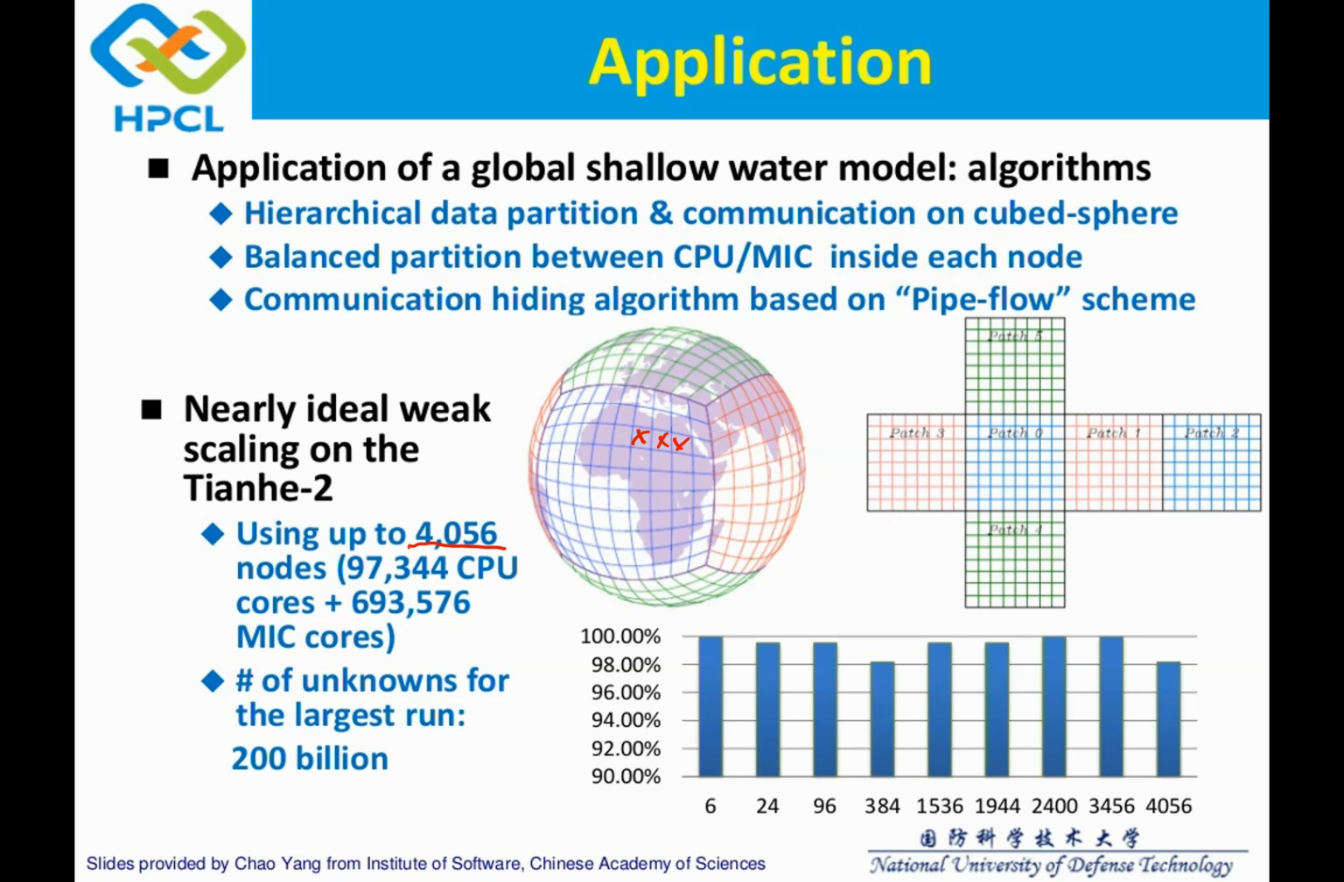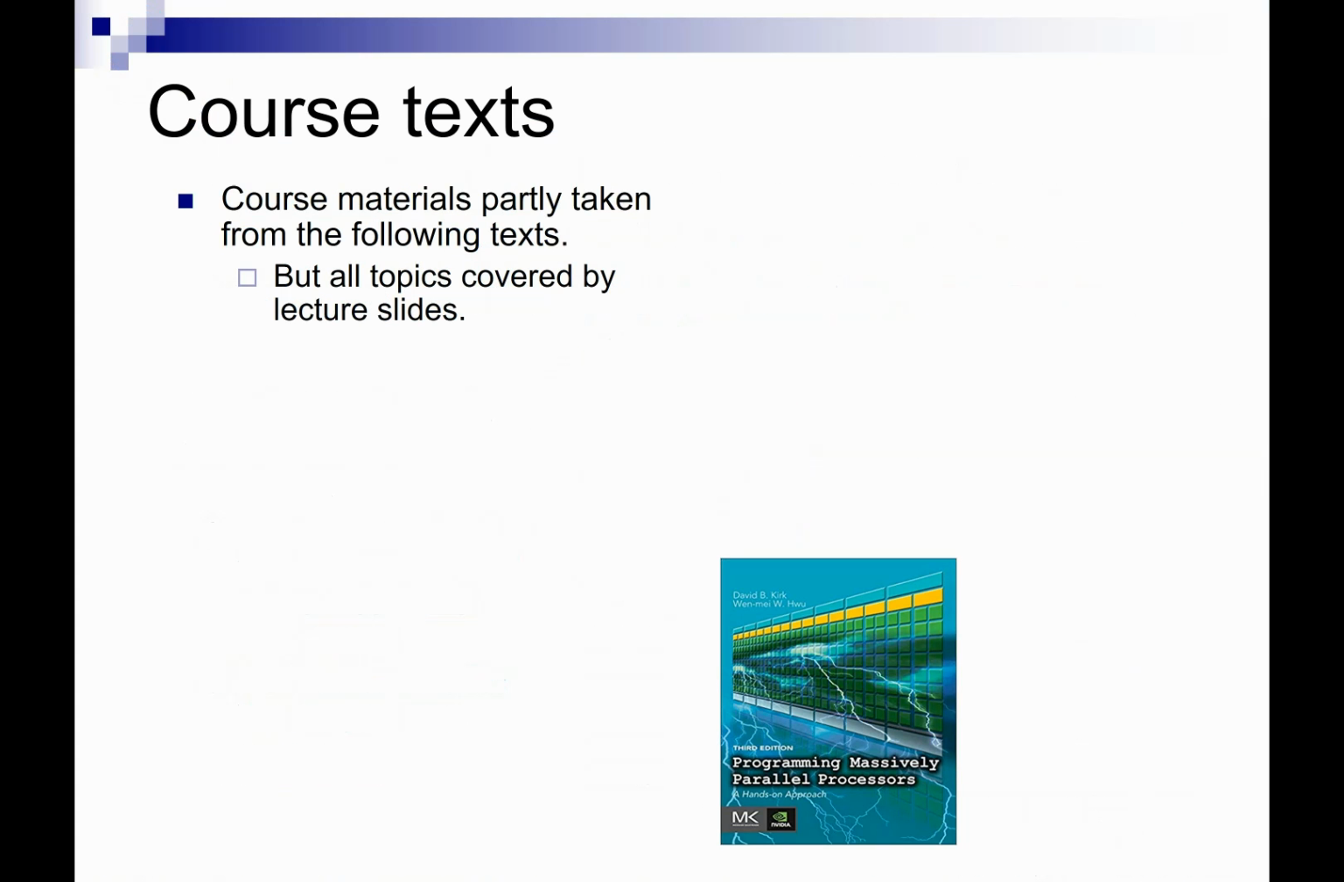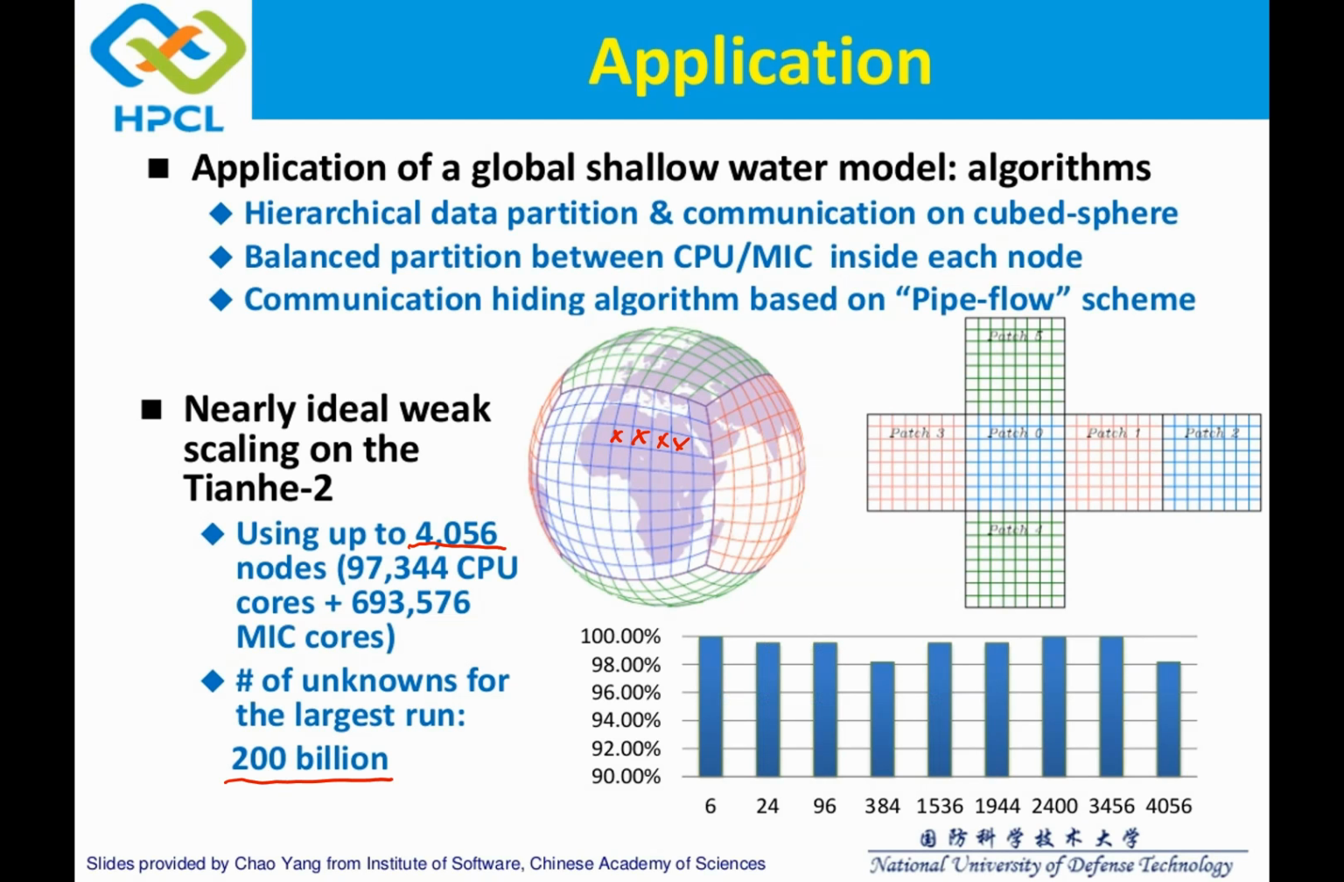Each of these grid points might represent unknown variables, and altogether, we have many of these unknown variables. We have over 200 billion unknowns. So this is quite an impressive accomplishment that they managed to use 4,000 nodes and run something with 200 billion unknowns. And of course, there are many other applications that this computer has been used for. Okay, so that's basically an overview of this Tianhe computer.